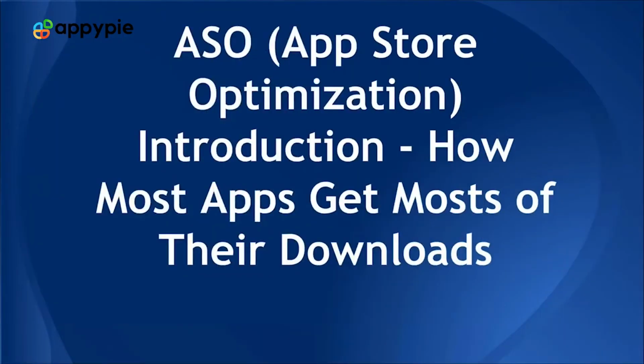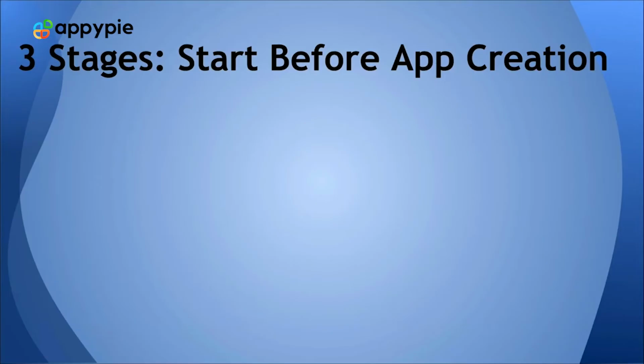ASO, App Store Search Optimization, is how most apps get most of their downloads, so it's extremely important, extremely. And the next few videos of this course are going to be about that. And this video is just going to introduce the topic. So the way I look at ASO, App Store Search Optimization, is there are 3 parts to it. And ideally, you want to start at least on the first part before you start programming your app. So it's part of your app research and planning.